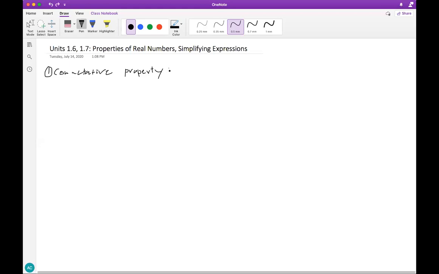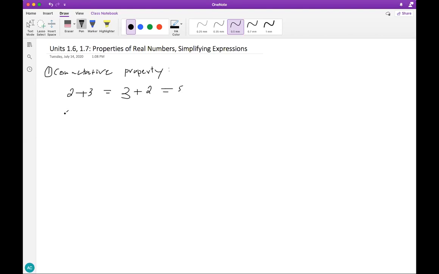It's a very simple concept. It simply means that when you add two numbers, say 2 plus 3, please mute your mic if you have background noise, it's technically the same as 3 plus 2, both equal to 5. Nothing changed other than the order of the numbers. We switched the positions of the numbers, but the result remained the same. Think of it as commuting or switching the places of the numbers; the result remains the same.